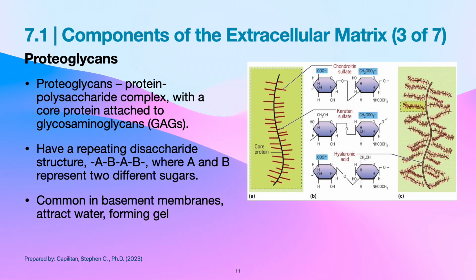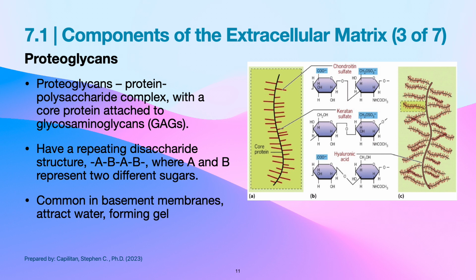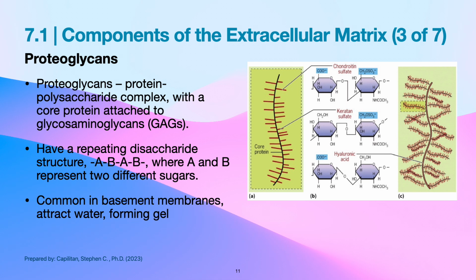Next are the proteoglycans. This is showing you a figure of a cartilage-type proteoglycan complex. Letter A is a schematic representation of a single proteoglycan consisting of a core protein to which a large number of glycosaminoglycan chains, or GAGs, which are shown in red, are attached.